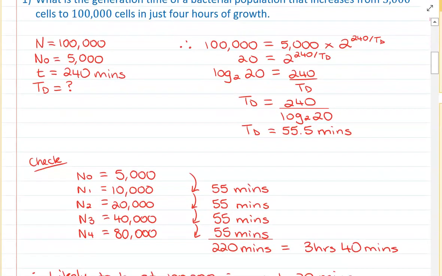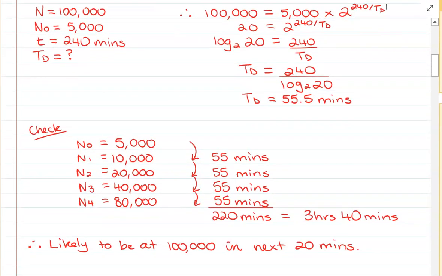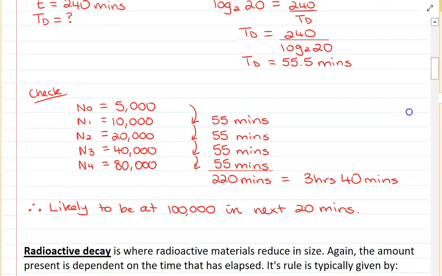So if I have a look at this, we can work out that if the generation time is 55 minutes, which is what we've got up here, we can then work out what those would be, N0, N1, N2, N3, N4, just by using this formula up here. And we can work out that it comes to 3 hours 40 minutes. So therefore, we're likely to be at 100,000 in the next 20 minutes, because that's a perfectly reasonable answer. Obviously you can see it's doubling each time, 55 minutes each time, add another 20 minutes, and we're going to be at least at 100,000. So it's a reasonable answer.